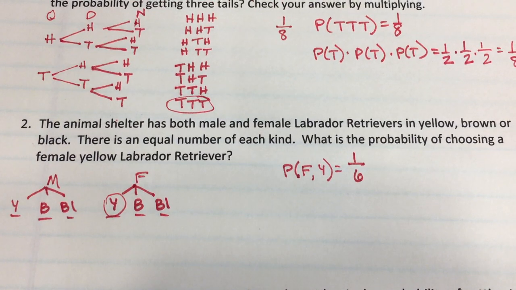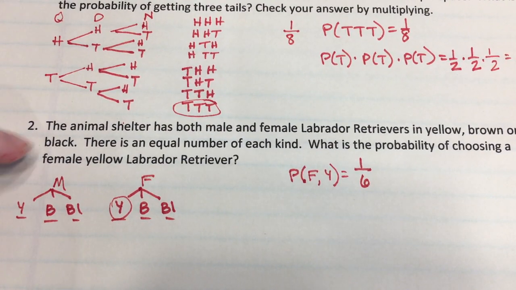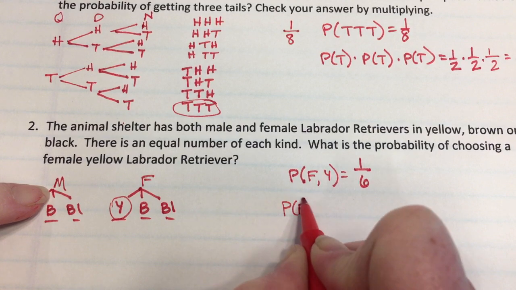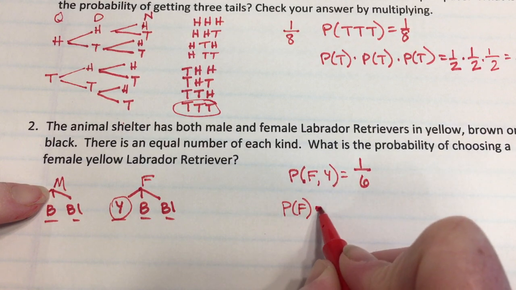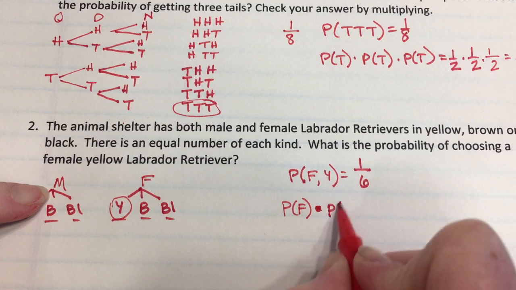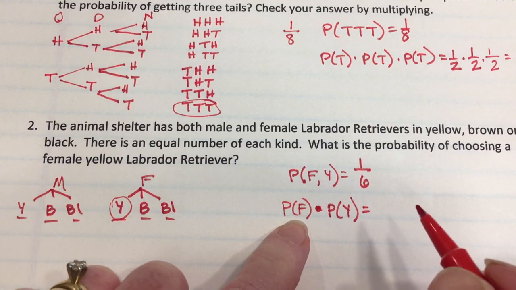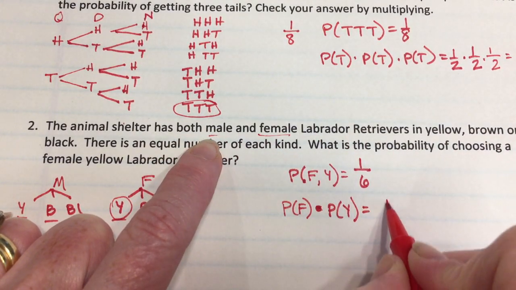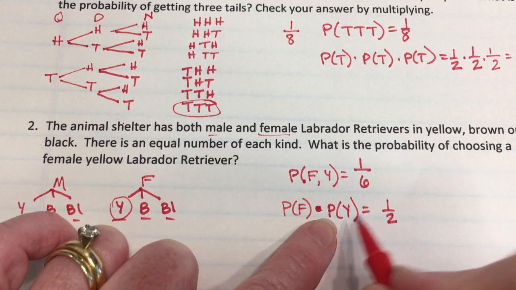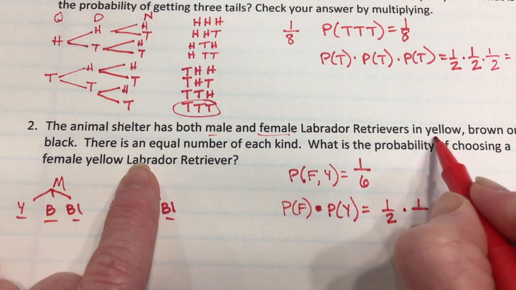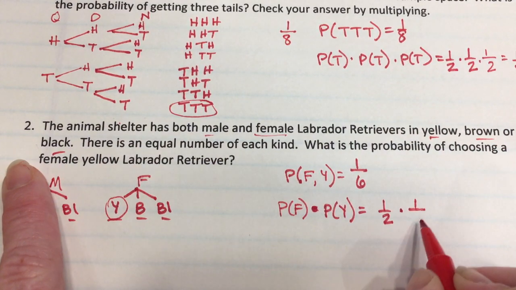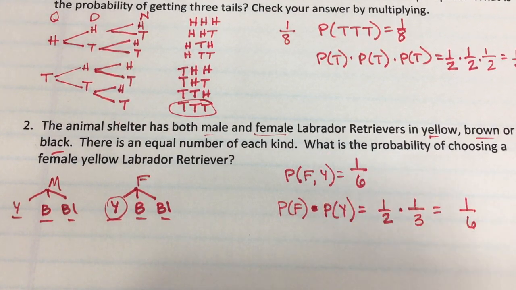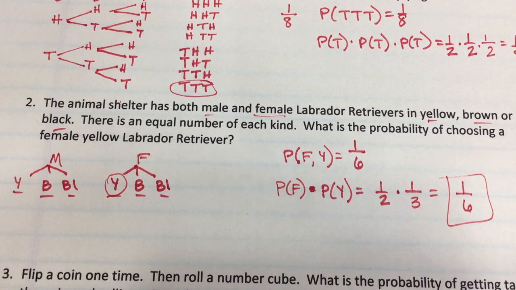If I want to check my answer by multiplying, then I do the probability of each one. So the probability of getting a female times the probability of getting a yellow lab. The probability of getting a female is 1 out of 2. The probability of getting yellow is 1 out of 3. So if I multiply these together, 1 times 1 is 1, 2 times 3 is 6. These should be the same, and they are. So 1 out of 6 is my answer.